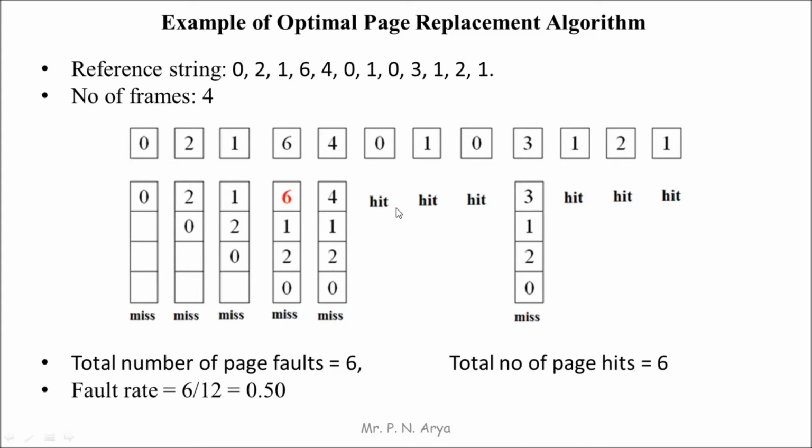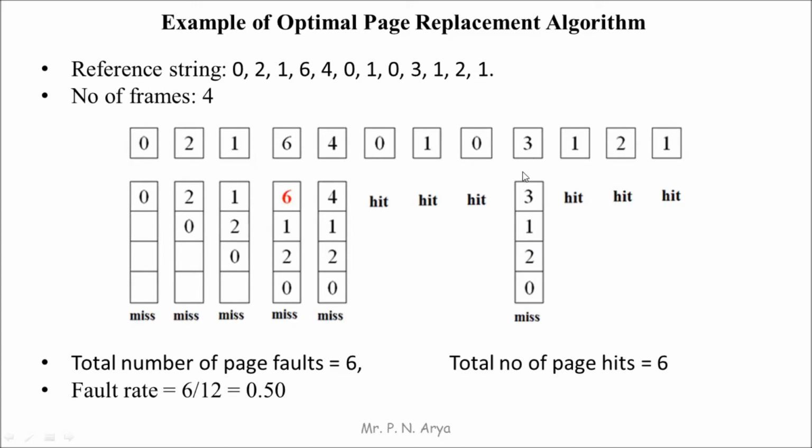And next is 1. 1 is also present in the main memory, so here is a hit. Next is 0. 0 is also present in the main memory, so here is a hit. Next is 3. 3 is not available in the main memory, so a page fault occurs.